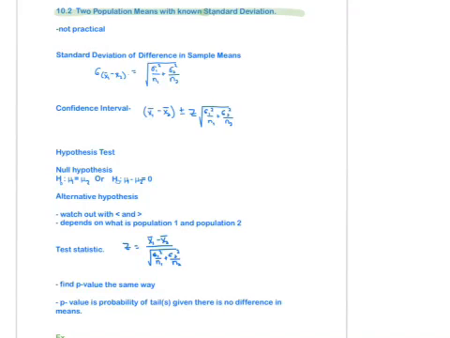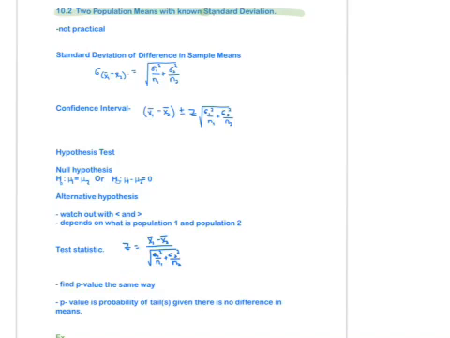Okay, in lesson 10.2, we're going to continue on with our two population means, but in this lesson we will have known our population standard deviation, meaning we have sigma 1 and sigma 2. We don't have to use our sample standard deviation. Of course, this is not really practical because we generally don't have a population standard deviation, or if we did, we would also probably have our population mean and we wouldn't have to go through the whole testing procedure.